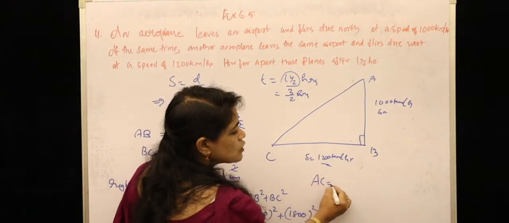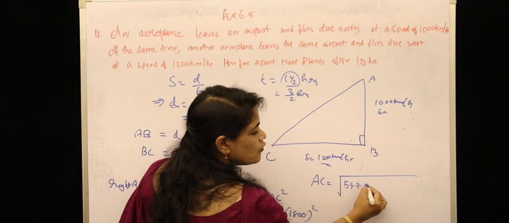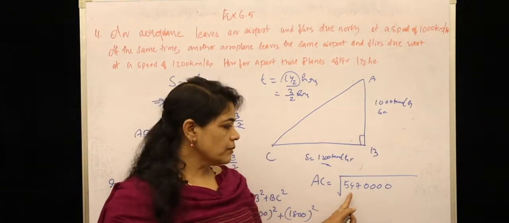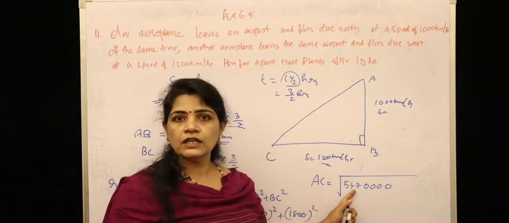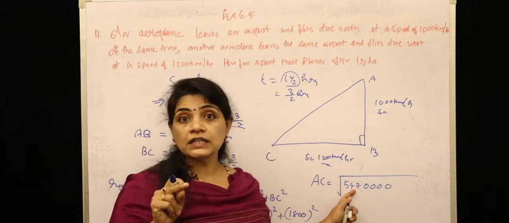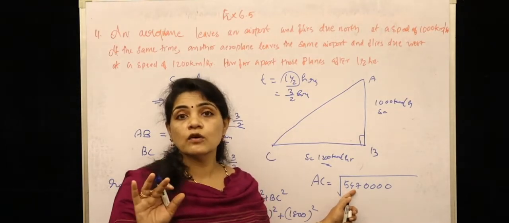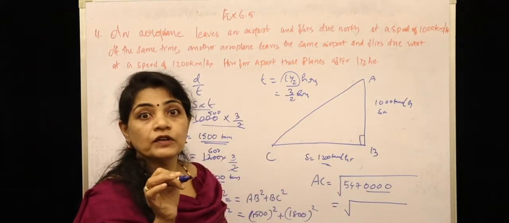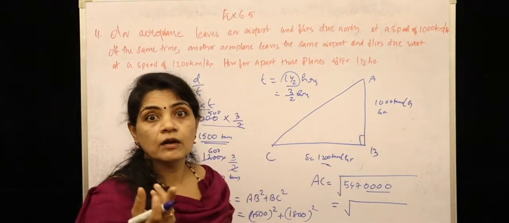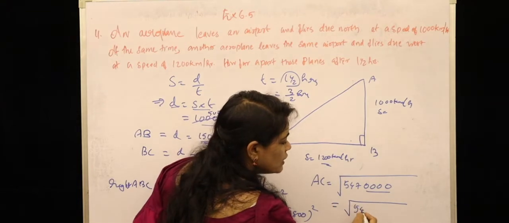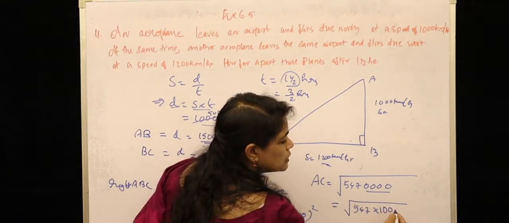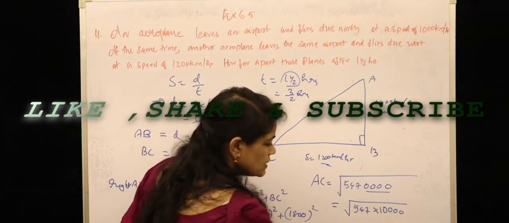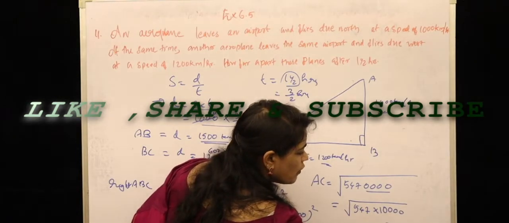So AC will be the square root of 547 and 4 zeros. Children, we know that a square number has an even number of zeros. 547 is not a square number. After 529, the next square number is 576, and there is no other square number between these two. So you can write this in terms of 10,000, because it has 4 zeros: 547 into 10,000. That means this is 100 into 100, so 100 can be taken outside the square root. Here it is 100 into the square root of 547.